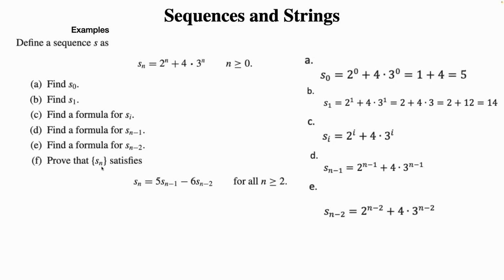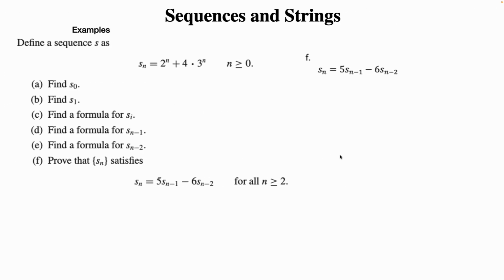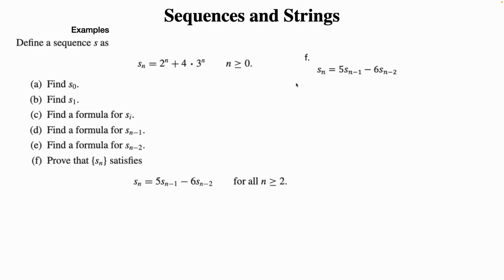Now, we want to prove that S_n, this formula, S_n equals 2 to the n plus 4 times 3 to the n, satisfies this equation: S_n equals 5 times S_(n-1) minus 6 times S_(n-2). So to do that, we'll create another page here. Now we're going to say S_n is 5 S_(n-1) minus 6 S_(n-2).